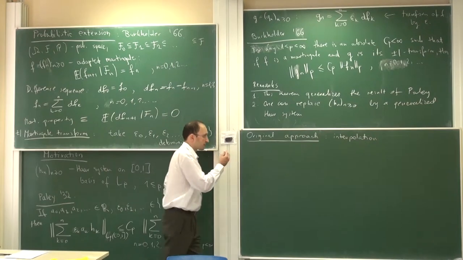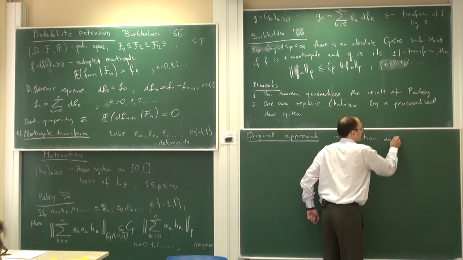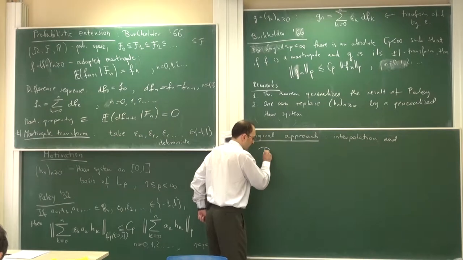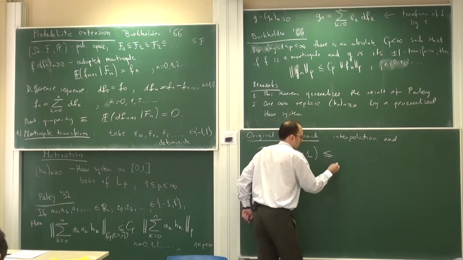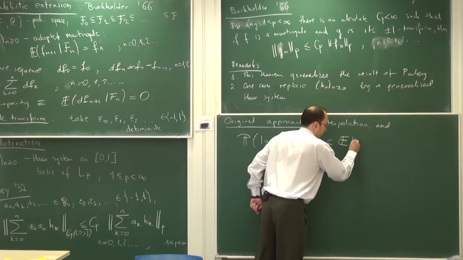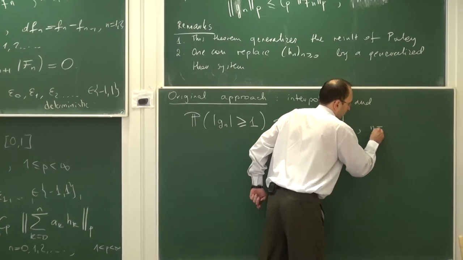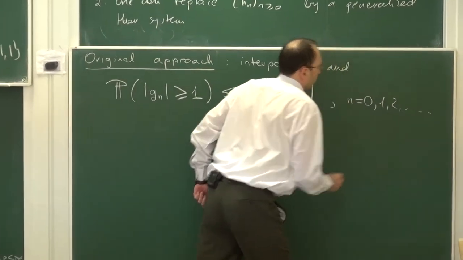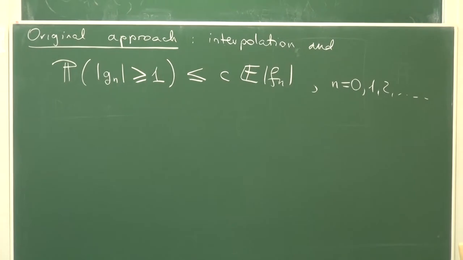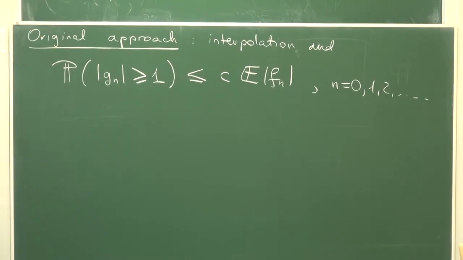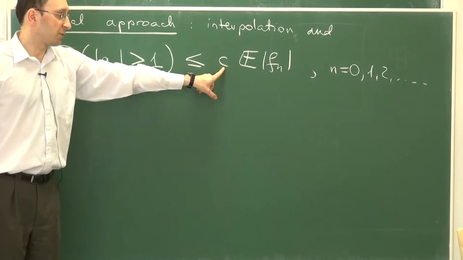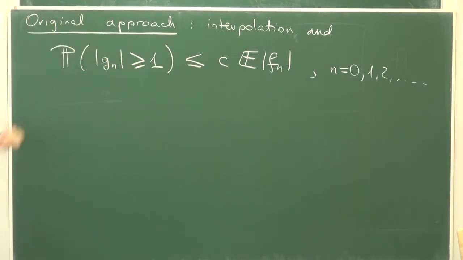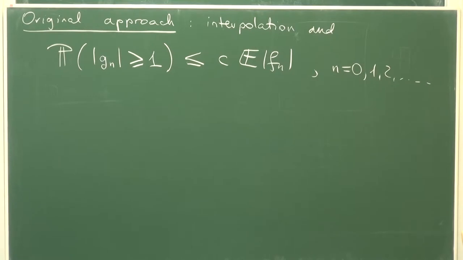Just interpolation and the following estimate. The weak type inequality. Okay, so Burkholder. I did not write these assumptions. They are the same as in the previous theorem. Under these assumptions, Burkholder showed the existence of a universal constant C such that we have the following inequality. This is just the weak type bound.